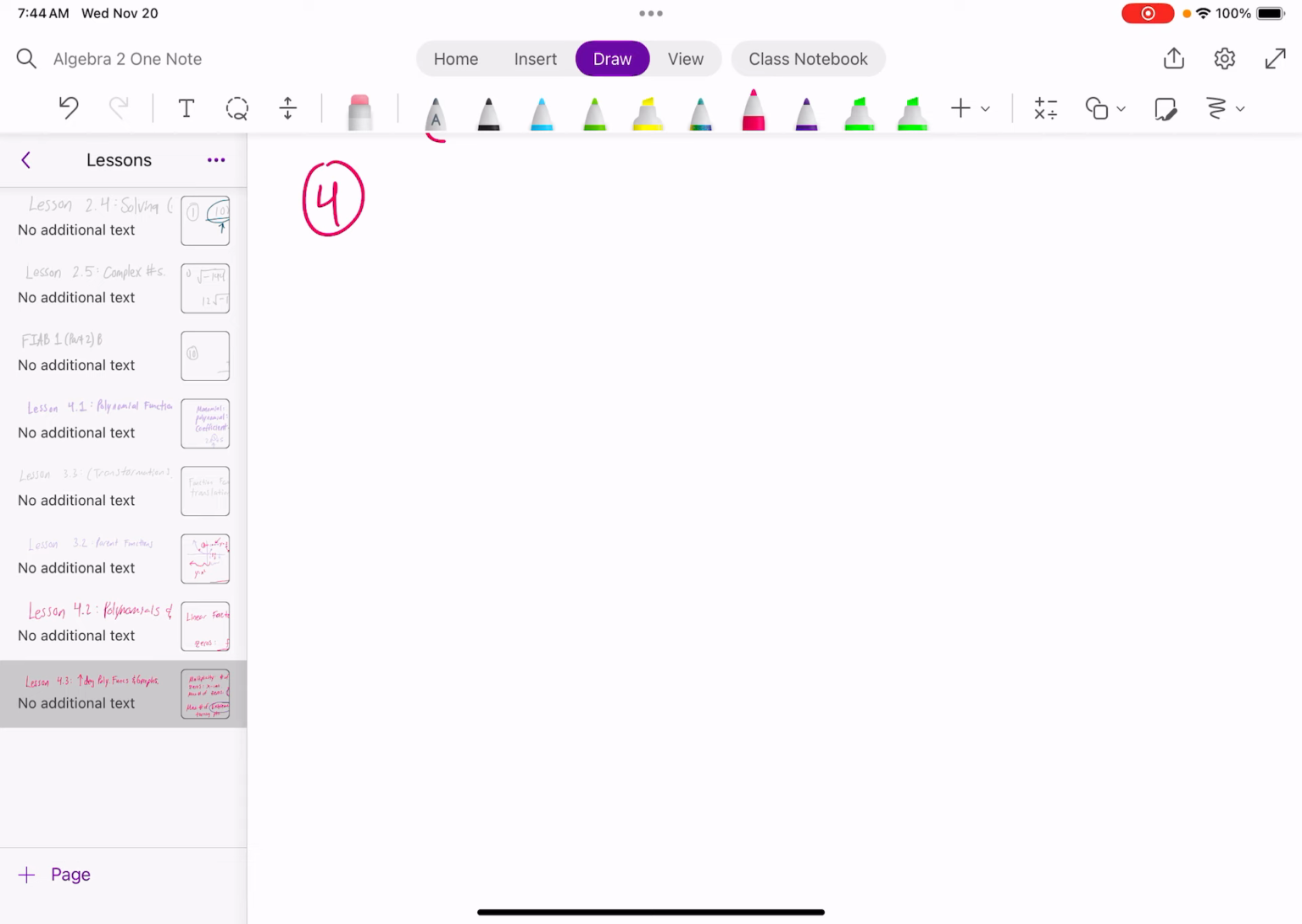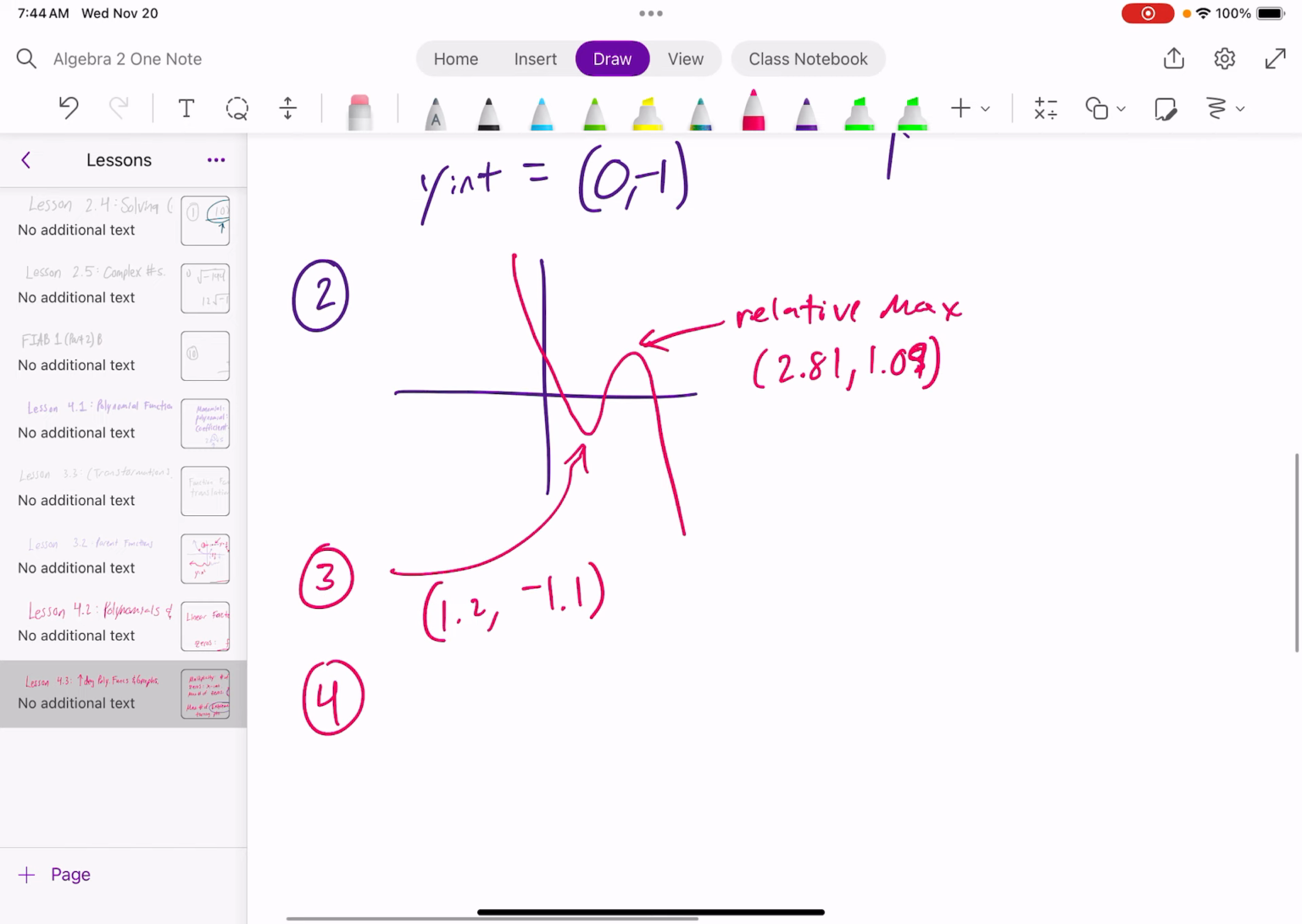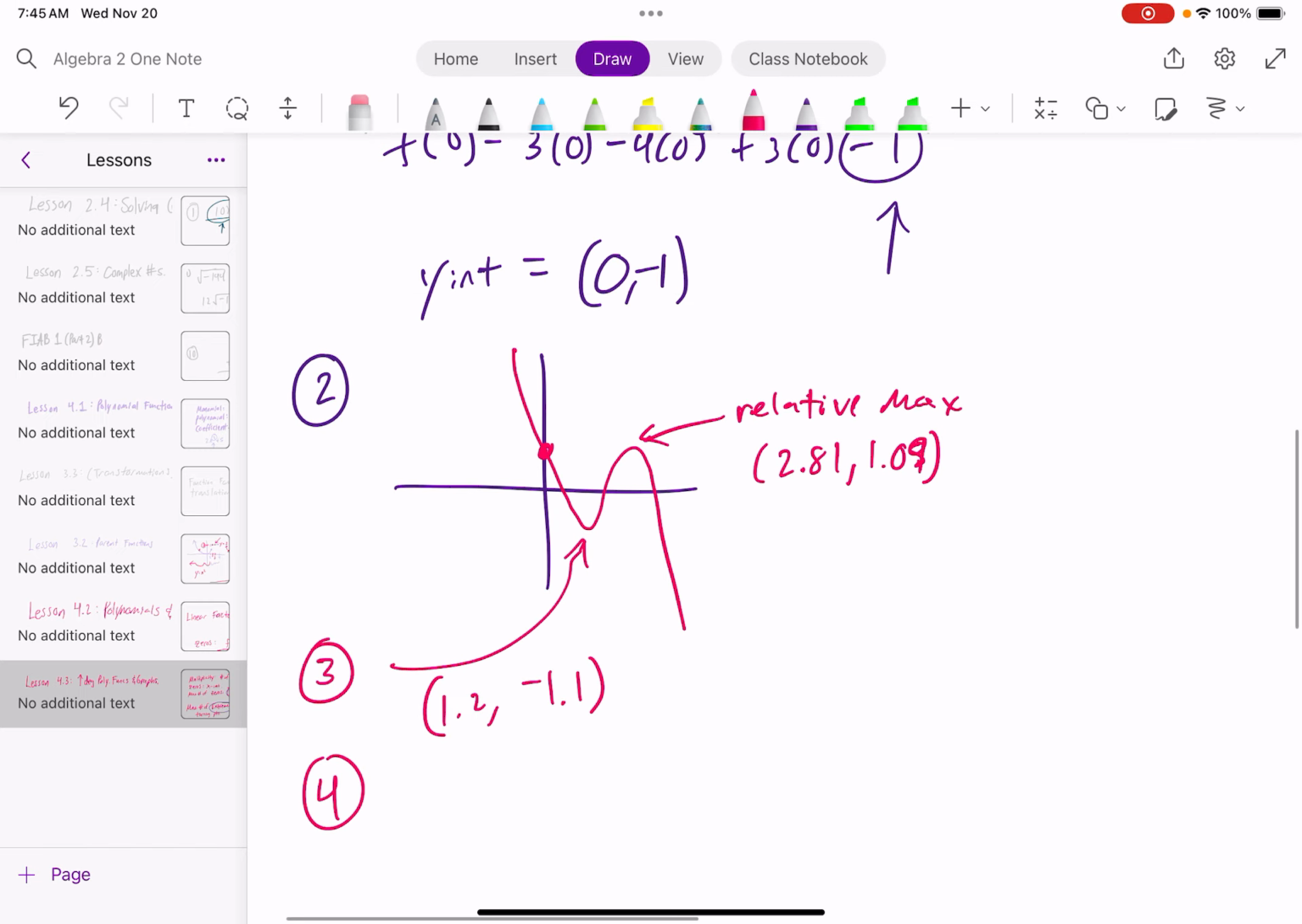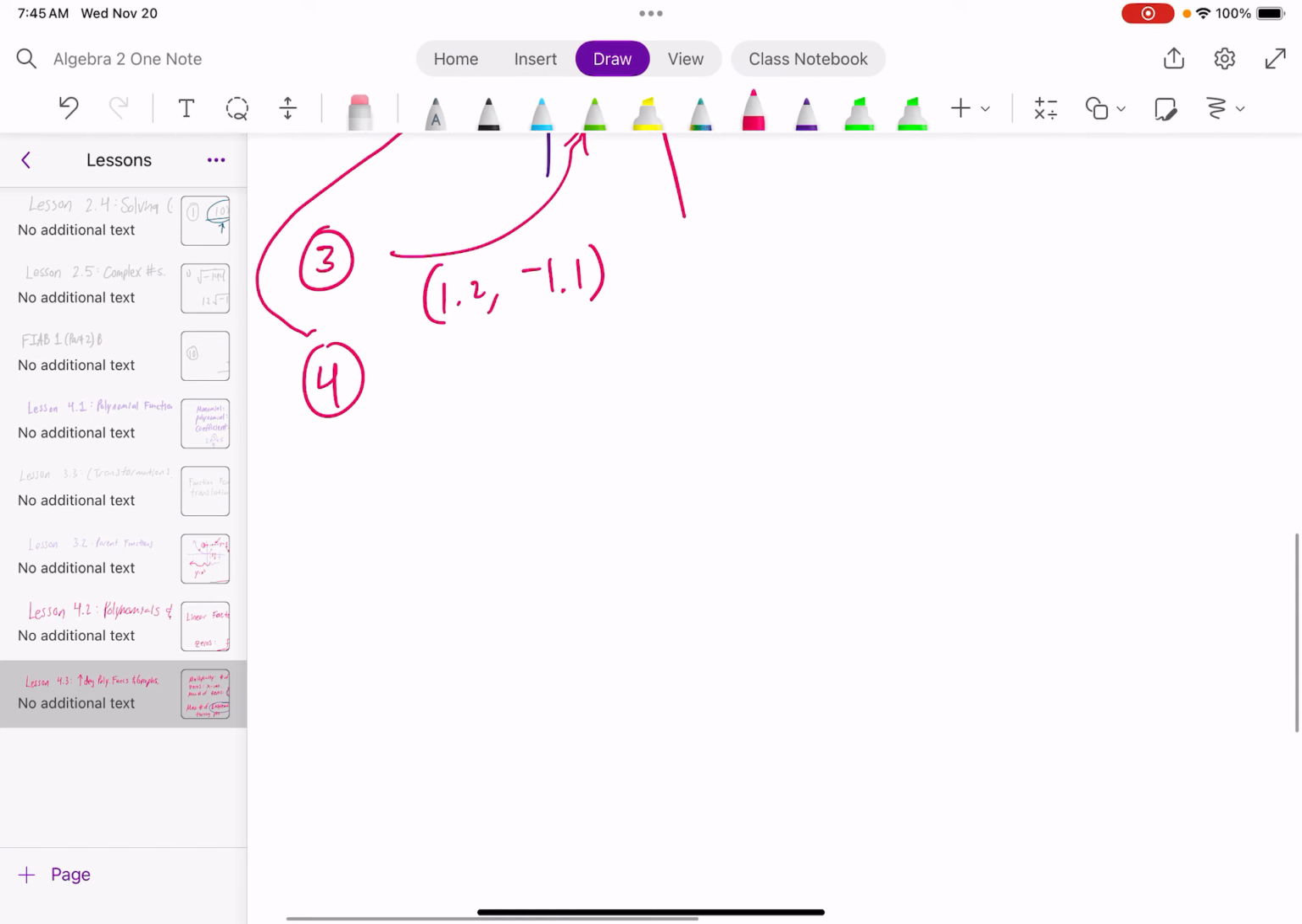Number 4 says the function is graphed below. Use the graph below to find the y-intercept. Okay, so the y-intercept for this graph would be right here because it crosses the y-axis there. So for number 4, hover over there and you shall find your answer. And that was 0, 4.